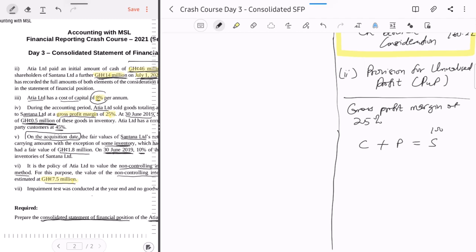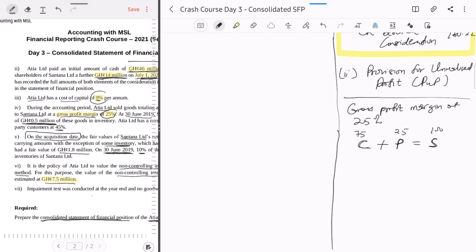So here they are saying 25% right here. So I put, this is C, which is cost. P is profit, sorry. And S is selling price. So I put 25 on top of P. Then I can work back for what the cost element will be. Here, simple change of subject. The C will be 75. So if I have this, I can now work and find a provision for unrealized profit.